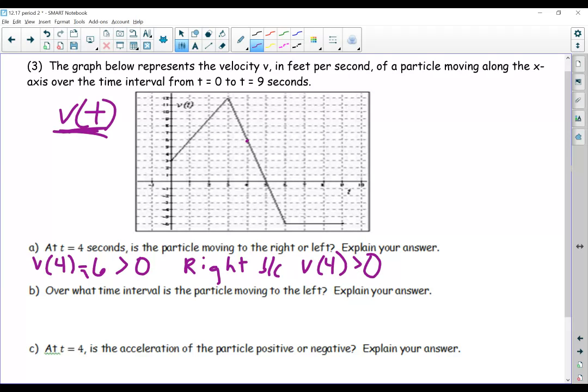Over what time interval is the particle moving to the left, aka when is the velocity negative? I'm going to say from 5 to 9. And since 9 ends at a negative value, I'm going to include it. And I'm going to say because velocity is negative.